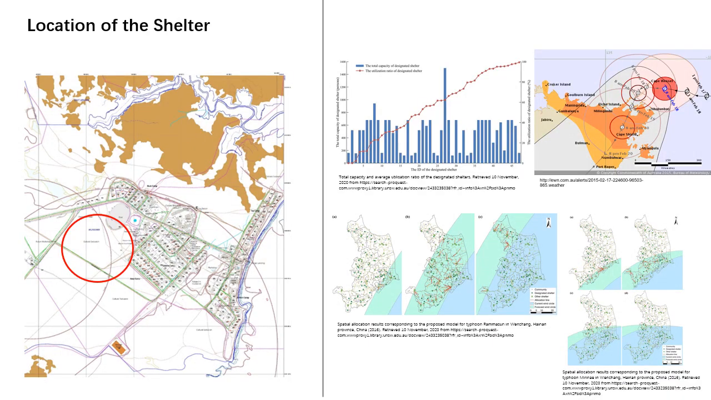The location of the emergency shelter is an important part of shelter planning and management. A well-planned shelter location can save the time local residents spend getting to the shelter and avoid unnecessary shelter planning, maximizing the efficiency of the emergency shelters. The red circle is the ideal location of the emergency shelter based on the research.